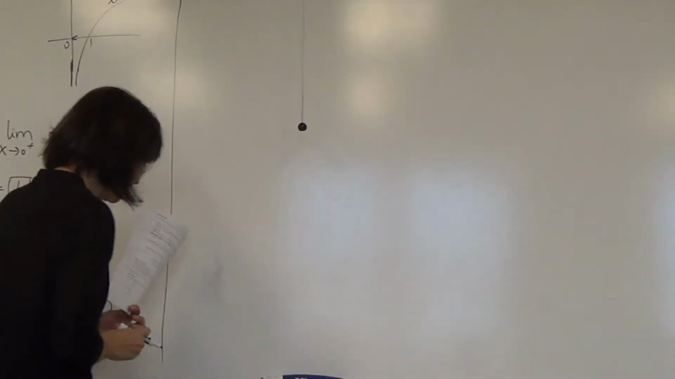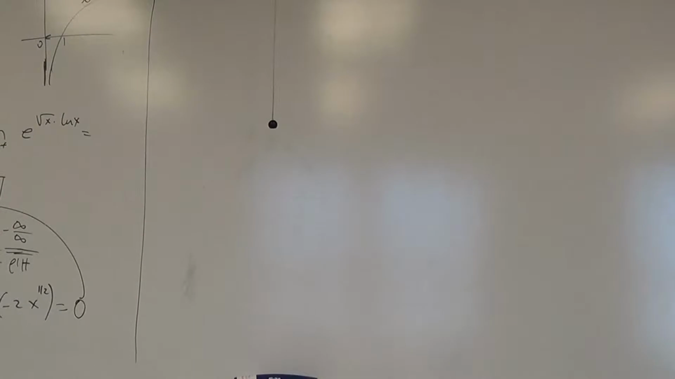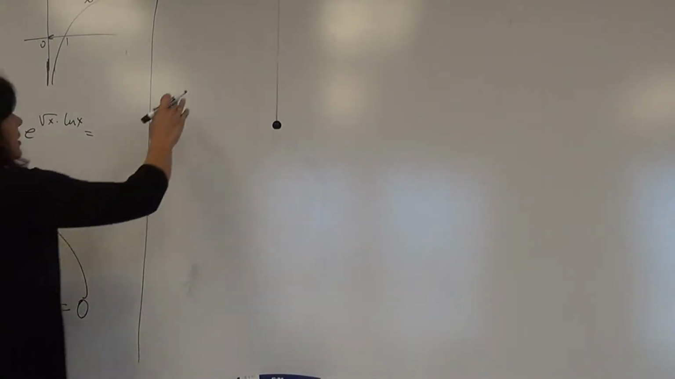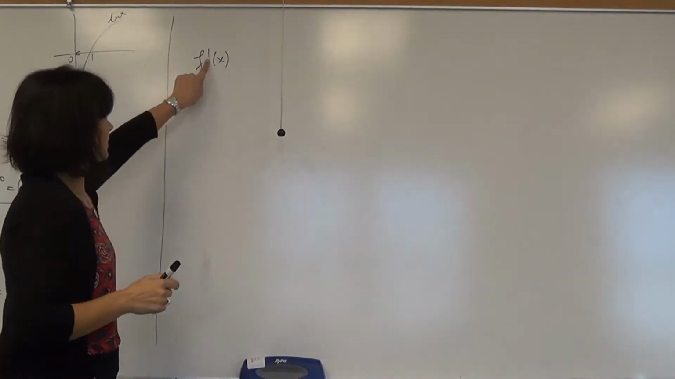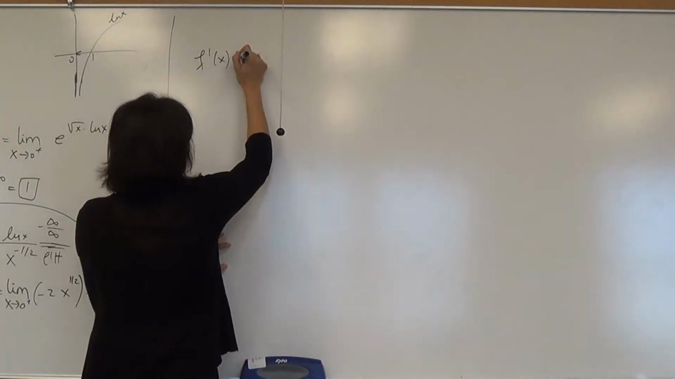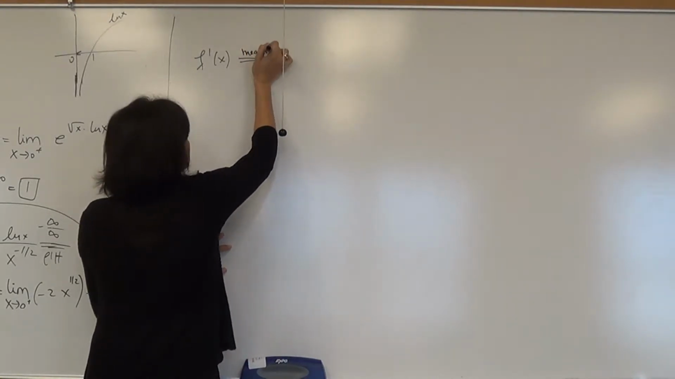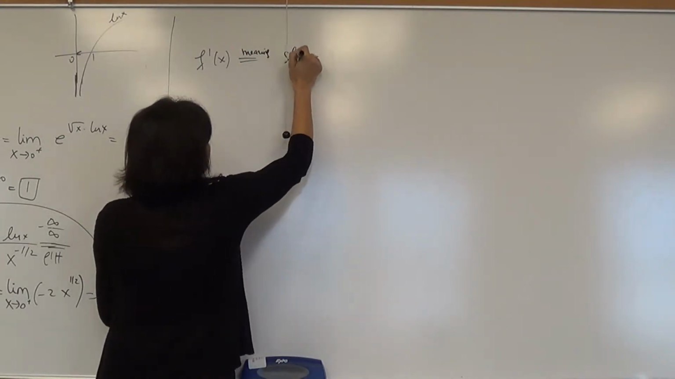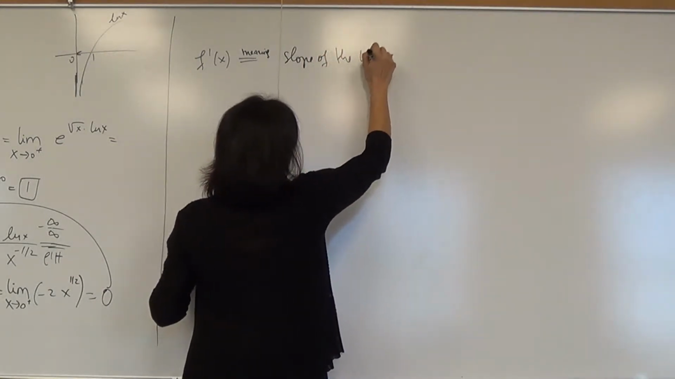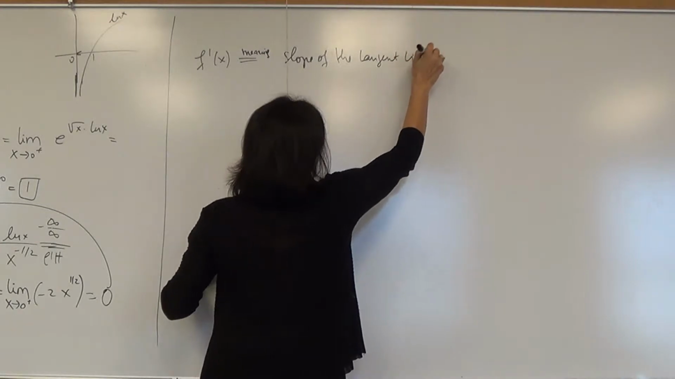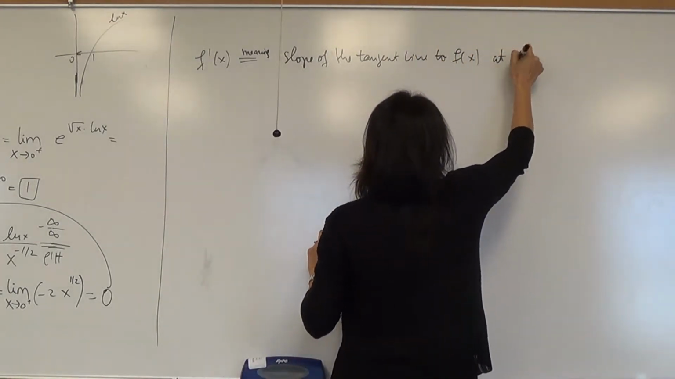So before plotting the graph, let's see how we connect derivatives with the behavior of a graph. You know what is the meaning of a derivative? I have a function and then the derivative will be, what is the geometrical meaning? Slope. The slope of who? The tangent line, to f of x at the point x.